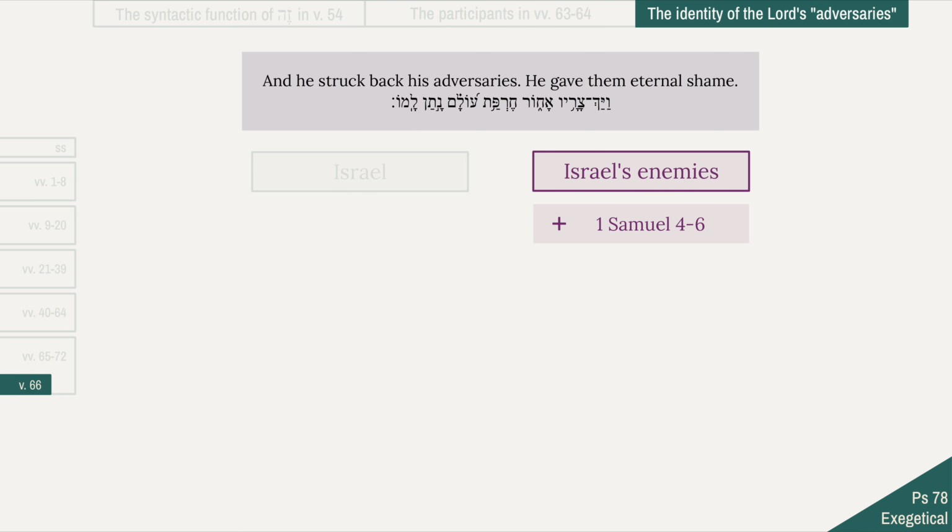And he would go on to strike down all of David's enemies, establishing David's rule and giving rest to his people. So in our view, the adversaries in verse 66 are the foreign enemies of God's people, especially the Philistines, though not limited to them. And we give this interpretation a B rating.